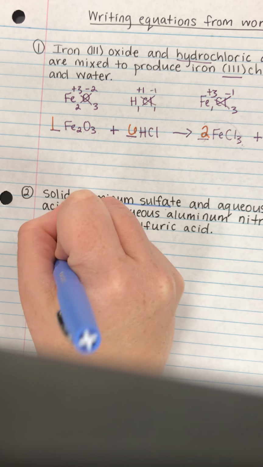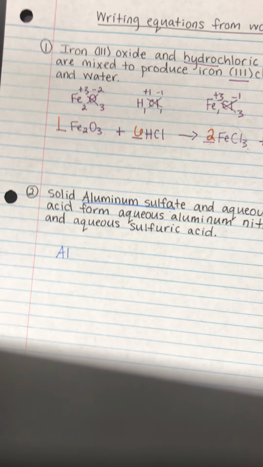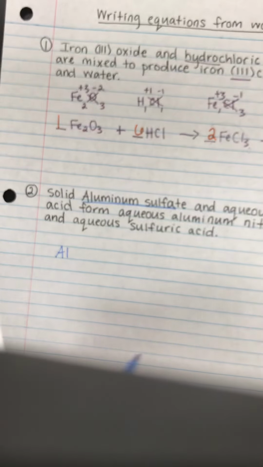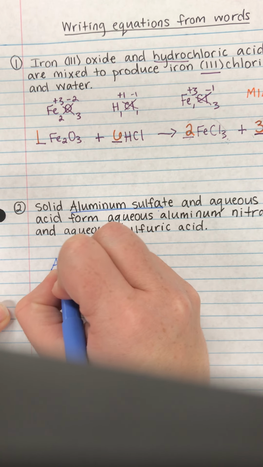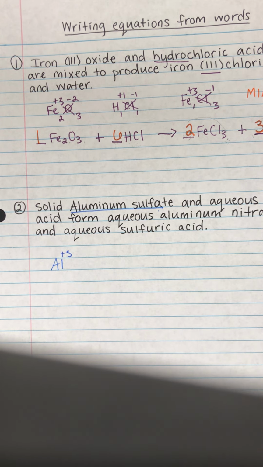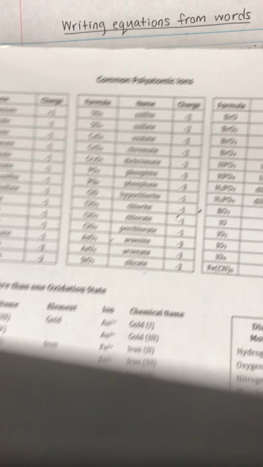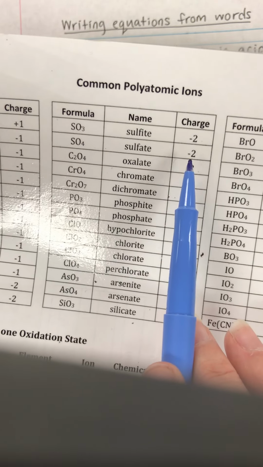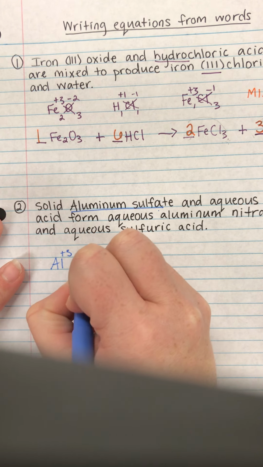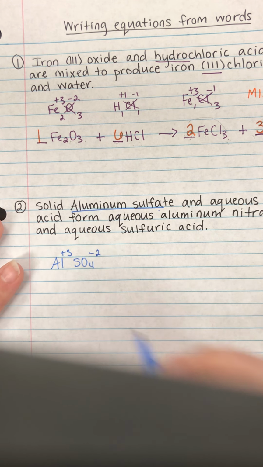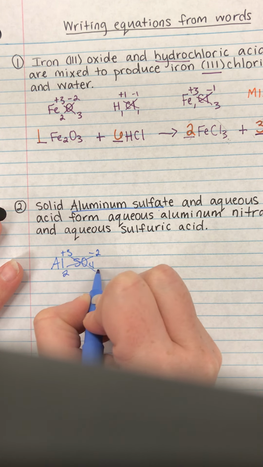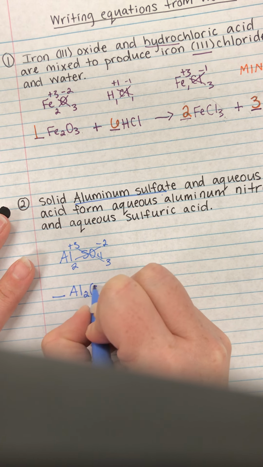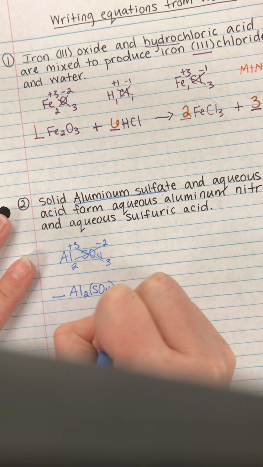The symbol for aluminum is Al. Okay, the charge comes from the periodic table. It's going to be +3 because it doesn't have a Roman numeral. All right, sulfate. Notice it ends in ate. That means I'm going to be looking at my polyatomic chart. Sulfate is SO4 and the charge is -2. So now I'm going to crisscross 2 and 3. So this becomes Al2(SO4)3.